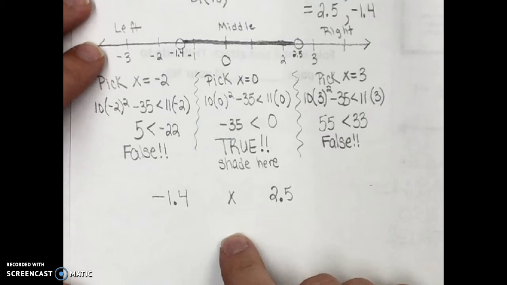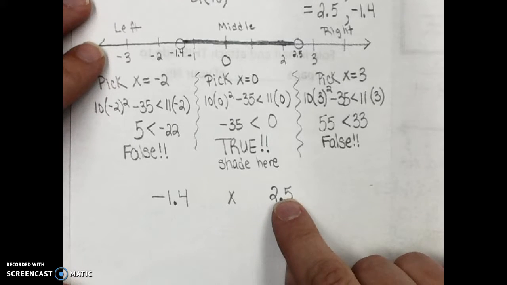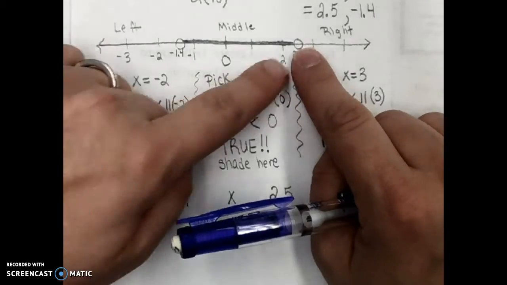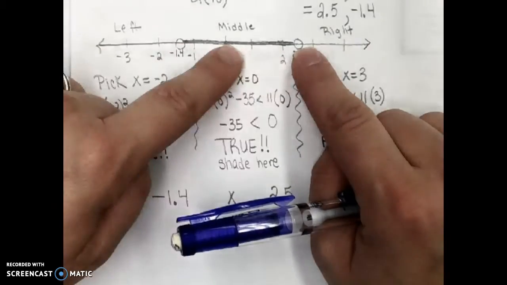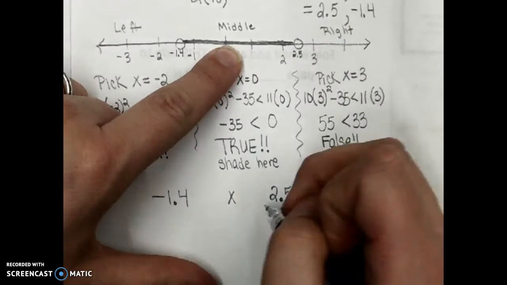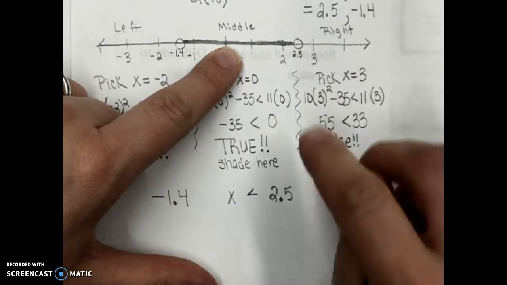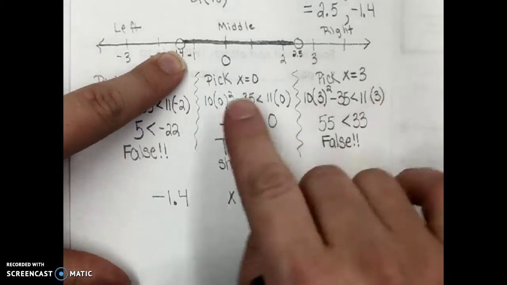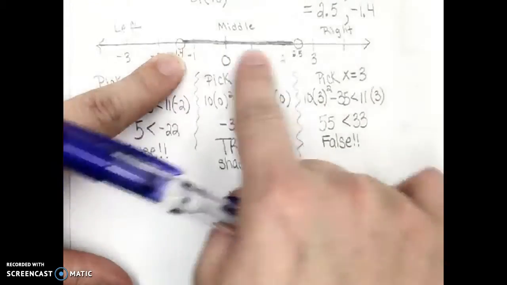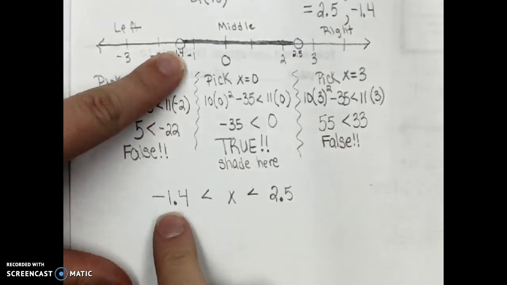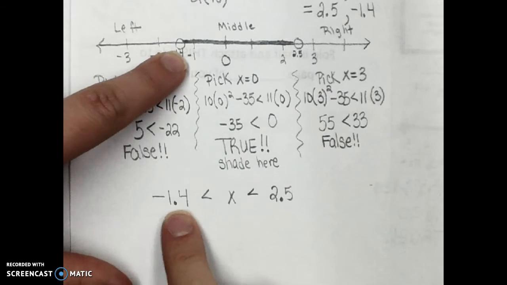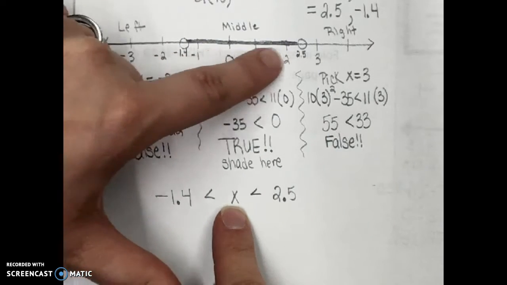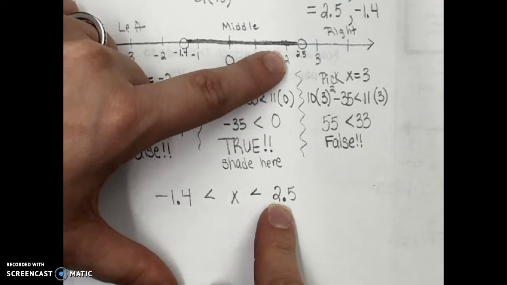Now, we use less thans. We know that. I've told you that. But you may not understand why. Here's why. Look at it from this point of view. These are your X's. These X's are less than 2.5. This is -1.4. -1.4 is less than all my X's. So what I'm saying is -1.4 is less than my X's, and my X's are less than 2.5.